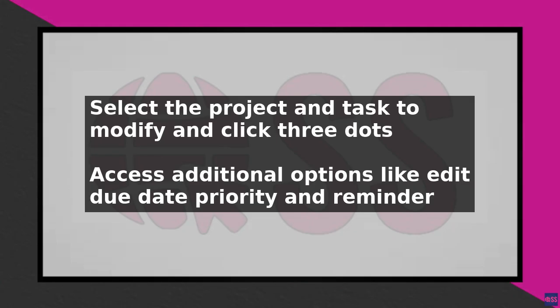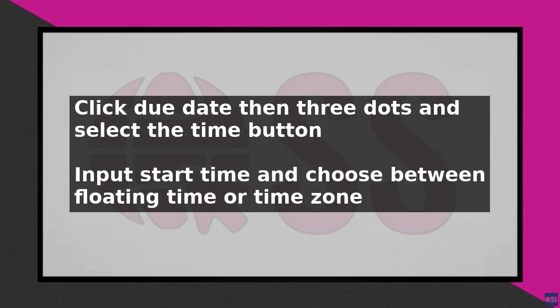To set a start time for a task, select the project and task you want to modify. Then click on the three dots to access additional options, such as edit, due date, priority, and reminder. Click on the due date, then the three dots next to it, and select the time button.